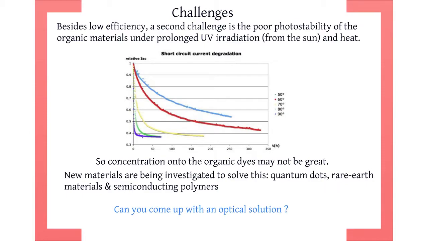So let me formulate the problem properly first. The problem I want you to think about is we have a piece of glass with material inside it, which, when illuminated by sunlight over long periods of time, will degrade. Okay? Is there an optical solution that you can come up with to mitigate that degradation? So why don't you think?